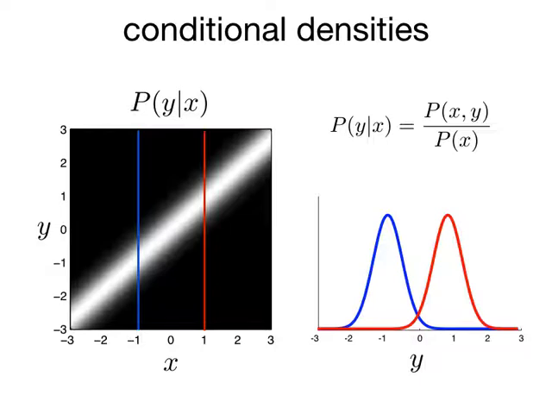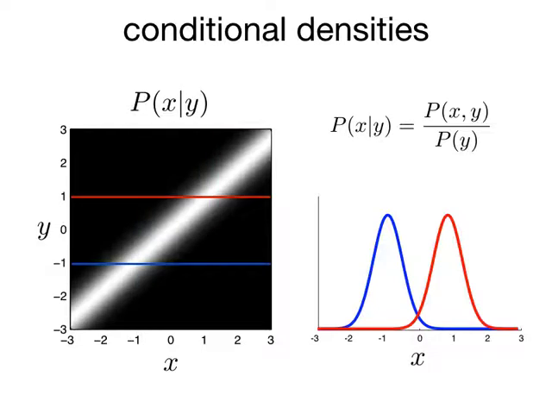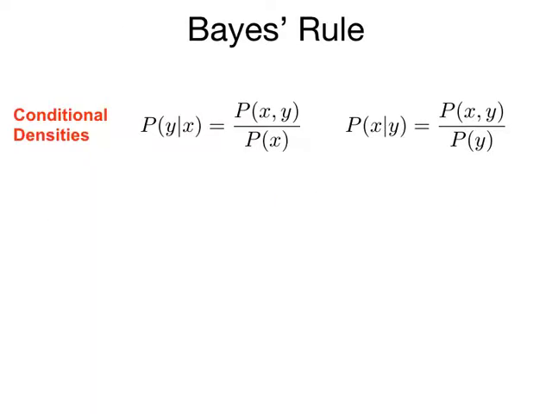These are called conditional densities. You can do it the other way. I don't think that's super important. Is that straightforward?